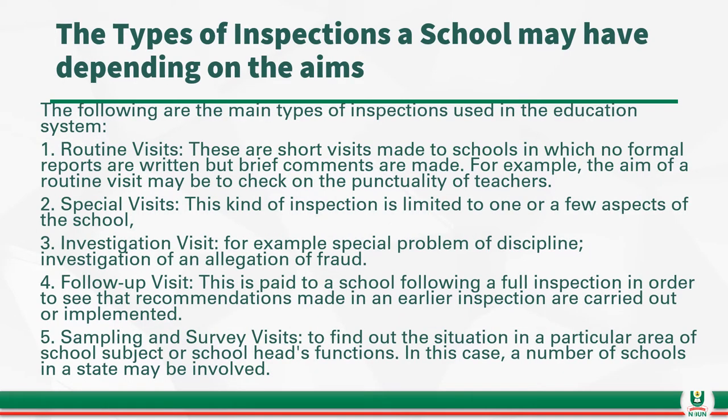Types of inspection a school may have depending on the aims. The following are the types of inspection used in the school system. Routine inspection. These are short visits made to school in which no formal reports are written, but brief comments are made. Special visits. This kind of inspection is limited to one or few aspects of the school. Investigation visit, for example, special problem of discipline, investigation of an allegation of fraud.